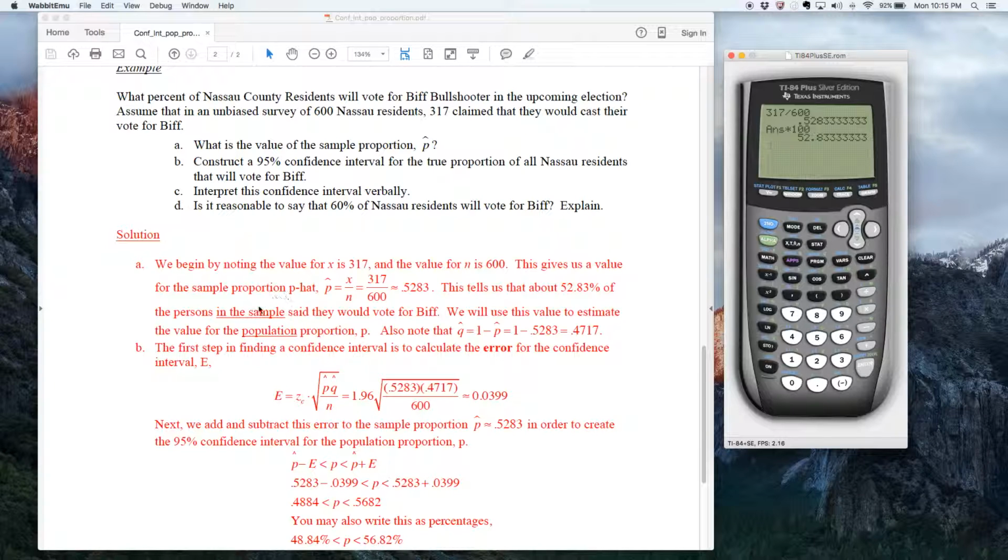We can't ask everyone in Nassau County if you're going to vote for this guy or not. So obviously, this is why sampling is a necessity. We're going to use this value to estimate the value for the population proportion P.